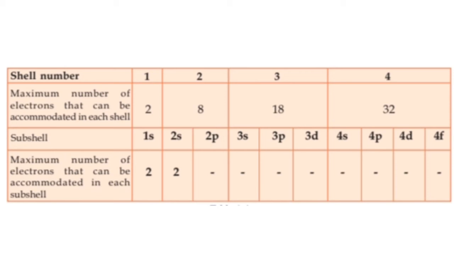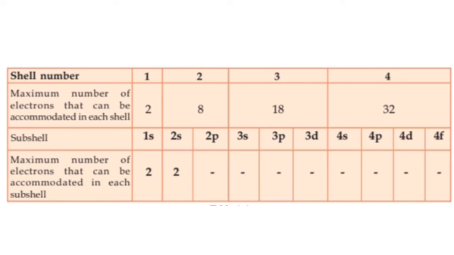So where will these 2 electrons be kept? There is only one space, that is only one subshell. These 2 electrons should be kept in that subshell. So from there we get the idea that a subshell can accommodate a maximum of 2 electrons, which we have already learned when we were discussing orbitals.